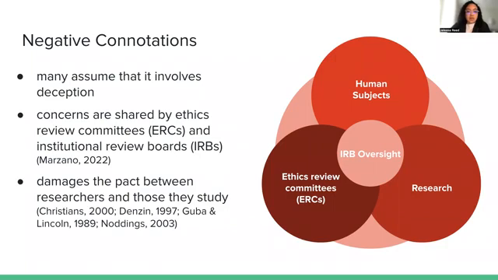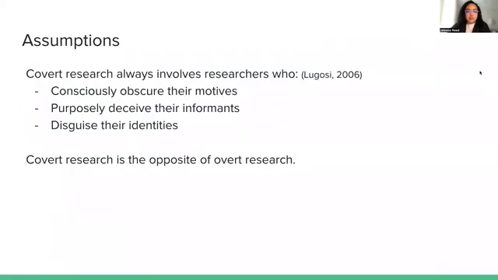Covert research damages the pact between researchers and those they study, and these relationships require trust and time to build. Over time, these concerns have created an assumption that covert research always involves researchers who consciously obscure their motives, purposely deceive their informants, and disguise their identities, especially in the case of participant observation. This creates a problem because covert research becomes the opposite of overt research, making it vulnerable to censure without a clear understanding of what covert research actually entails.